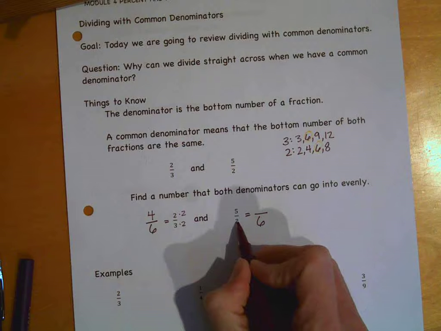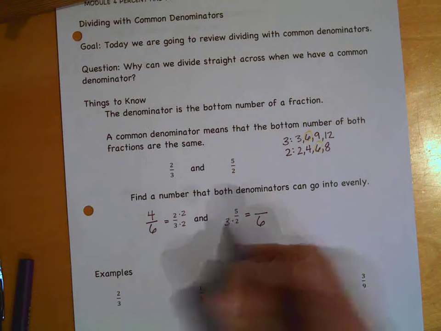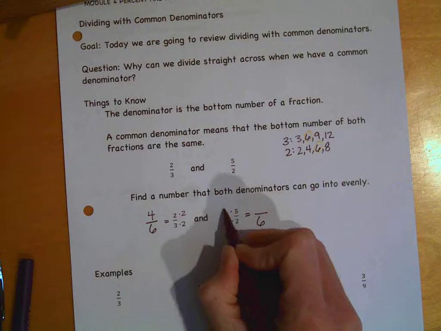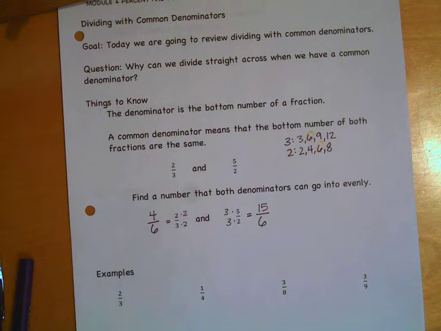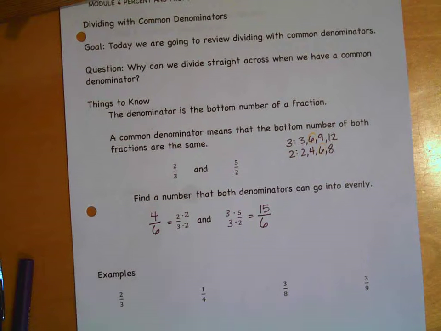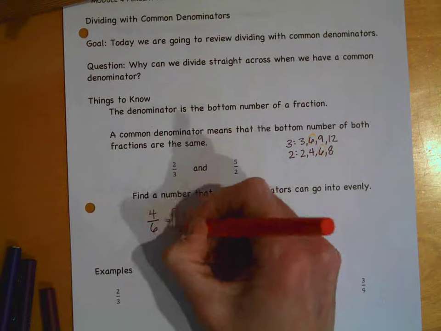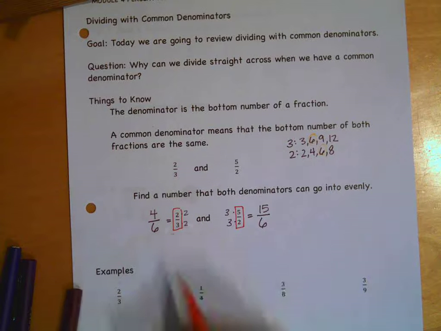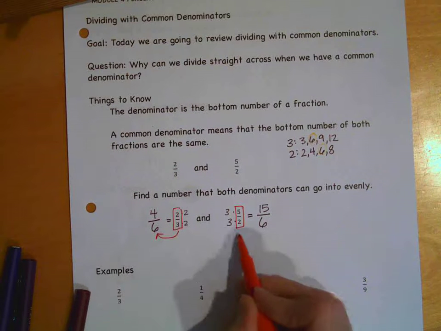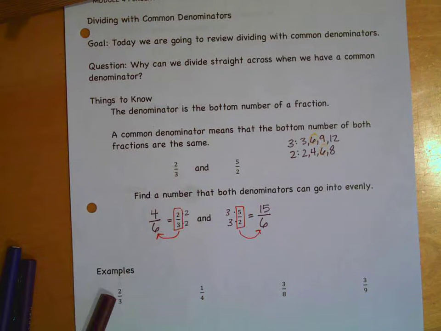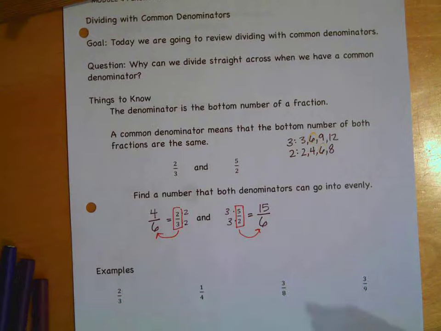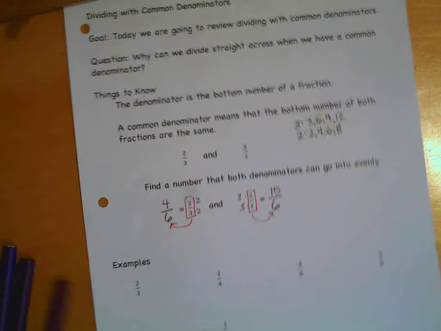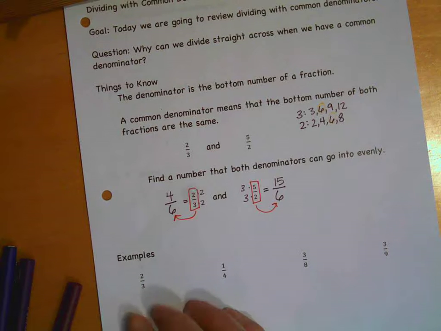Now I ask myself this question, how did I get from 2 to 6? I multiplied it by 3. What you do to one side, you have to do to the other. So 3 times 2 is 6, and 3 times 5 is 15. These two fractions have now been turned into equivalent fractions with the denominator of 6. And now, since they have the same denominator, we can actually do something with them, which is kind of nice.